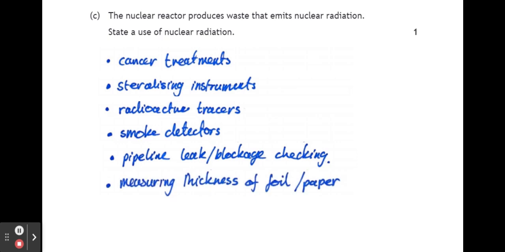Measuring the thickness of foil or paper, so using a radiation source and a detector on the other side and allowing the radiation to pass through the foil or the paper. Measuring how much radiation passes through allows us to see how much radiation is being absorbed. The thicker the piece of foil or the thicker piece of paper, the more radiation that will be absorbed. So we can use that as a way of checking the thickness of foil and paper at the point of manufacture. And a whole range of other things.